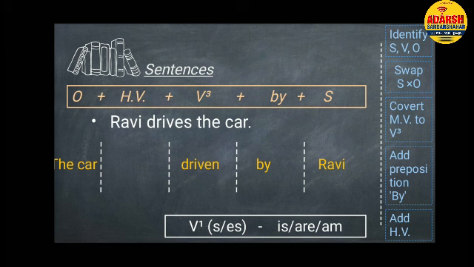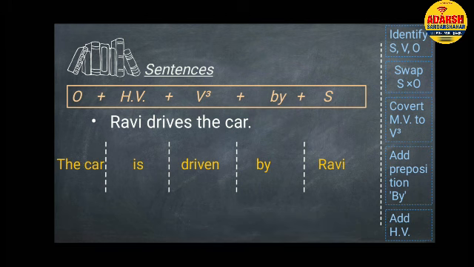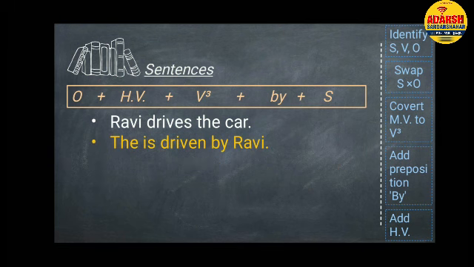Okay, now as you can see here in this active sentence, Ravi drives. Drives is here verb's first form plus s. Now if you noticed, our subject Ravi is singular here, that's why our main verb is with s, so it's drives. So here we're going to put verb's third form with is. Now here we put is because the car is singular, so we use here singular helping verb, which is is. Now finally our sentence is ready. It is, the car is driven by Ravi.